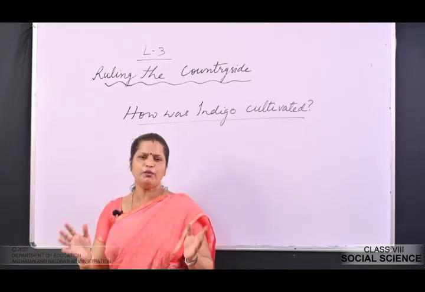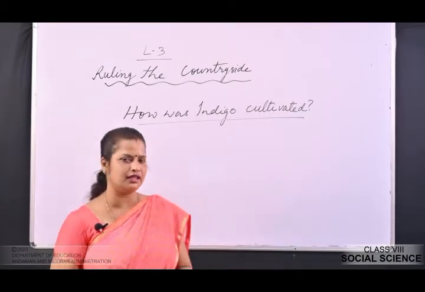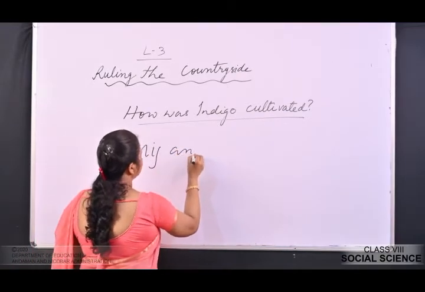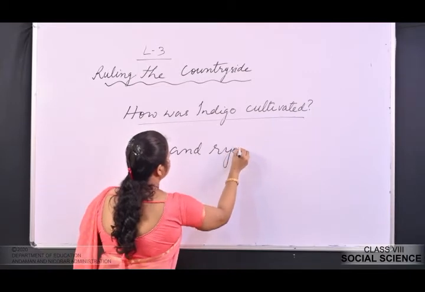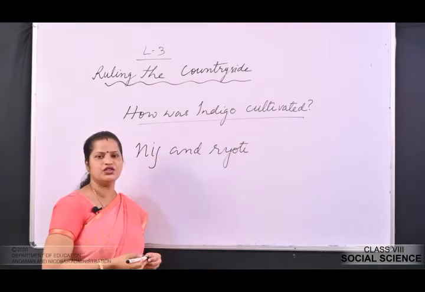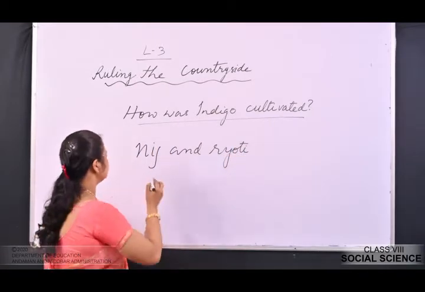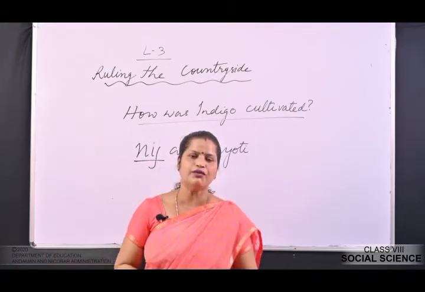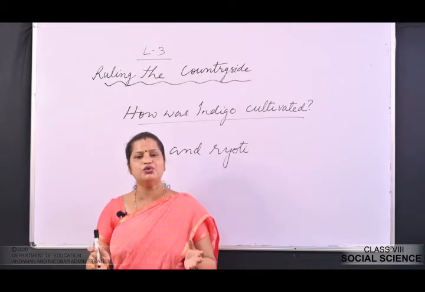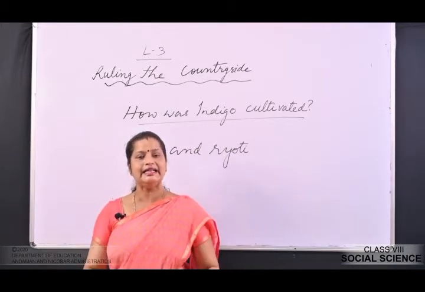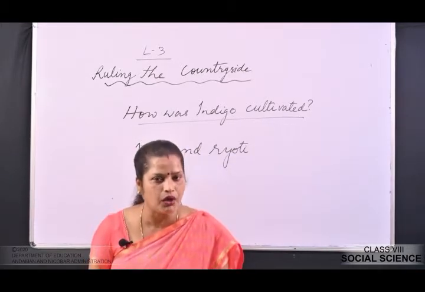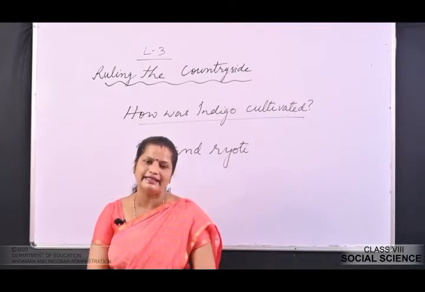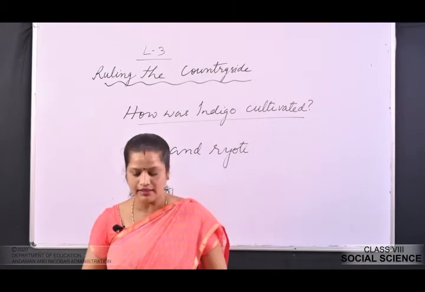There were two main systems of indigo cultivation. Number one is nij, and the other is ryotwari. So let's first see what nij is. Within the system of nij cultivation, the planter produced indigo on lands that he directly controlled. He either bought the land or rented it from other zamindars and produced indigo by directly employing hired laborers.